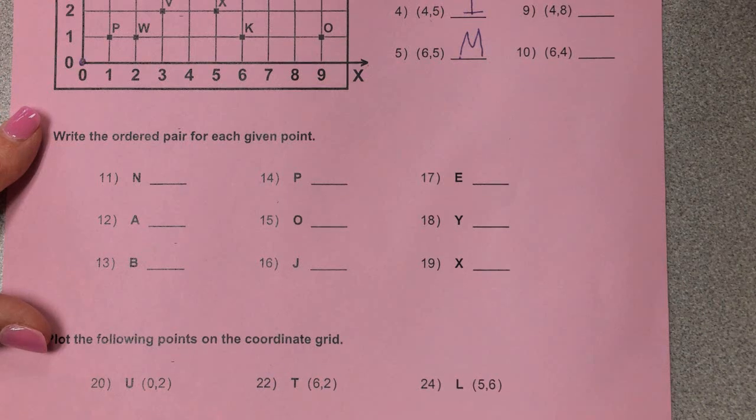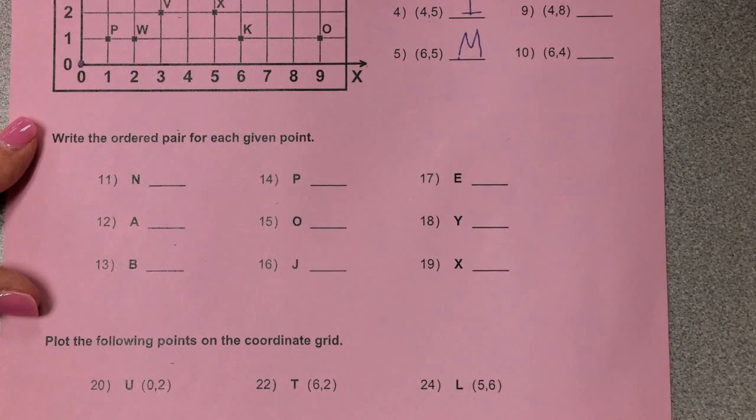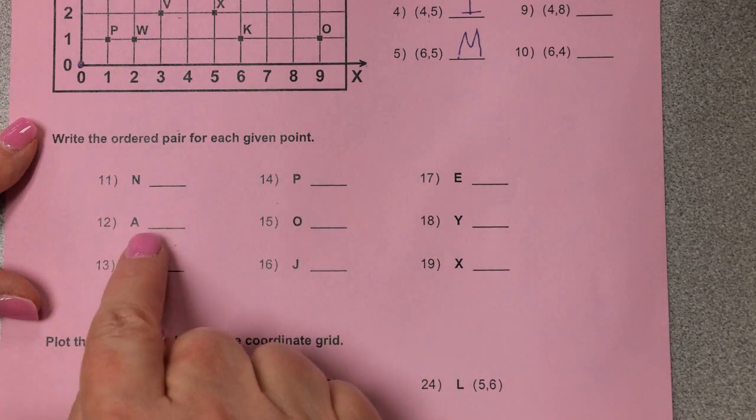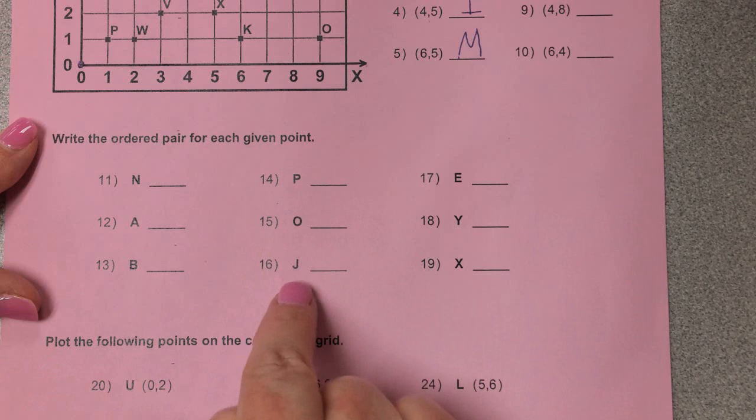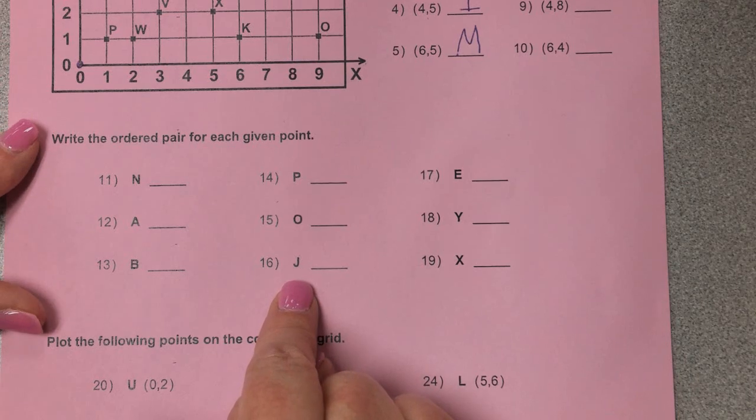In the middle of the page, it says write the ordered pair for each given point. This time, they've given us the letters. And what are we going to write down? The ordered pairs.